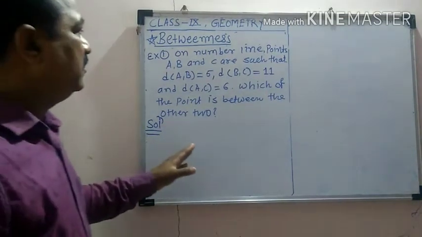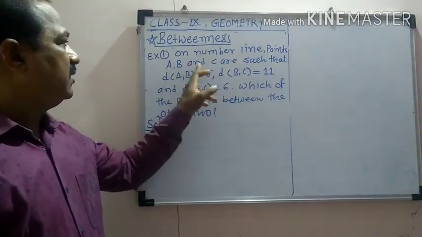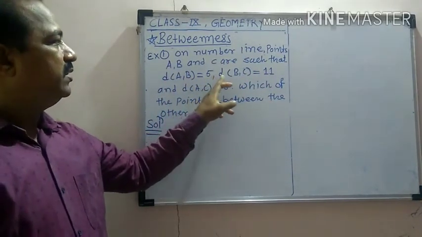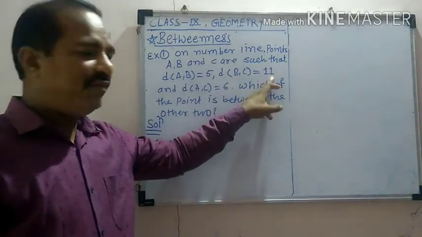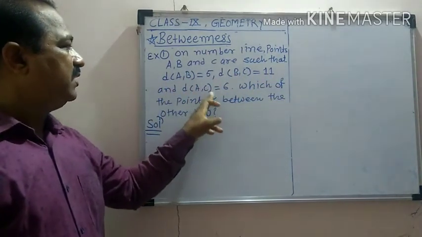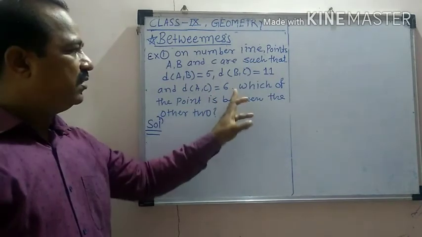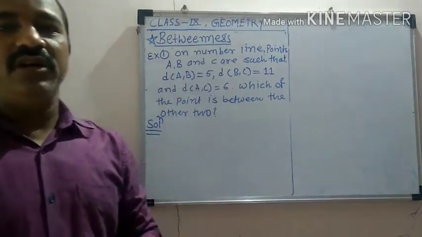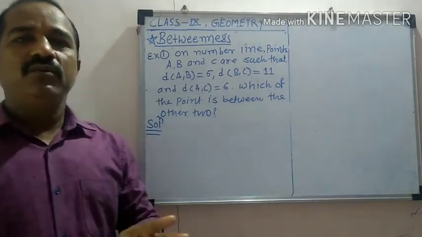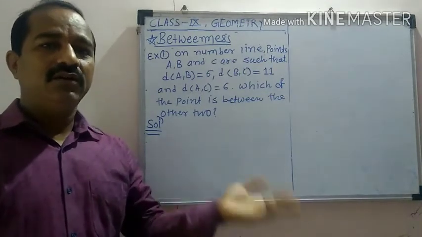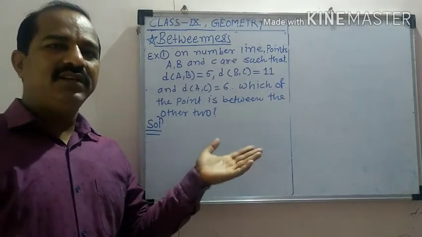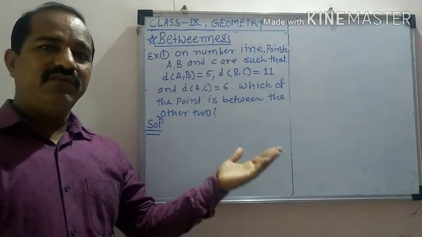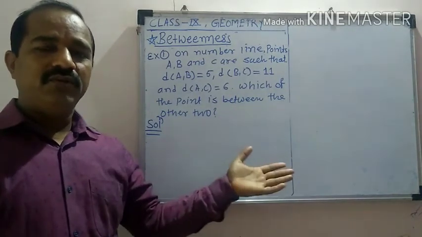Here is the first example. On number line, point A, B, C are such that distance between point A and B is 5 units, distance between point B and C is 11 units, distance between point A and C is 6 units, and question is that which of the point is in between other two. Means out of the three given points A, B and C, you have to find out which point lies between other two. Whether A lies between B and C, whether B lies between A and C, or whether C lies between A and B, that we have to find out here.